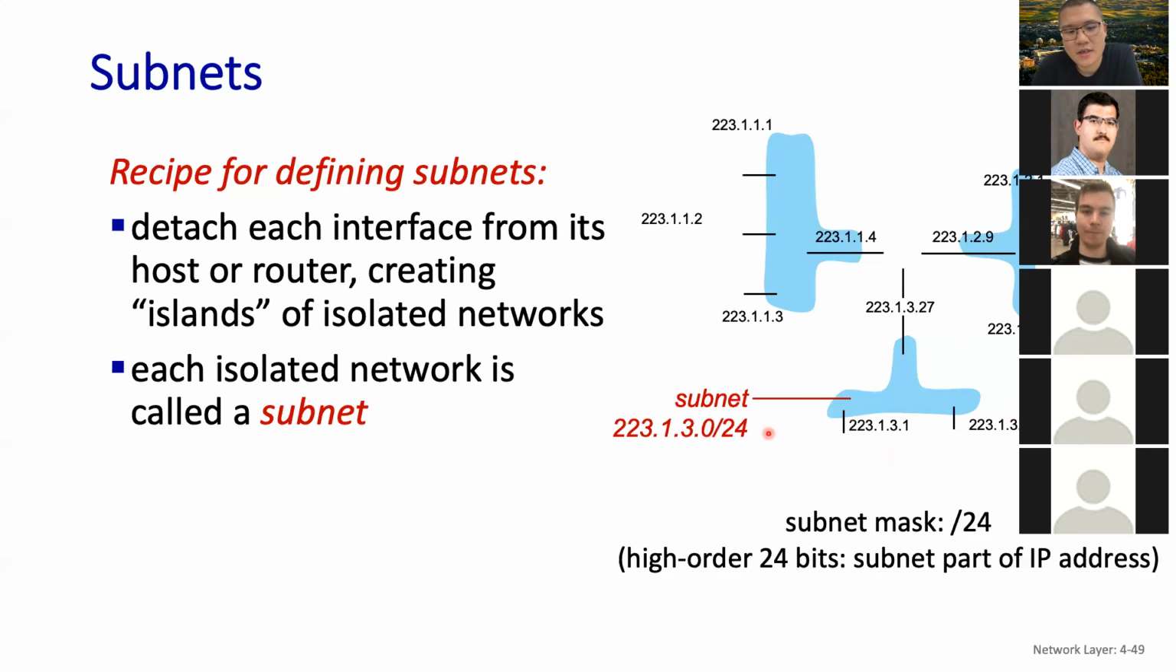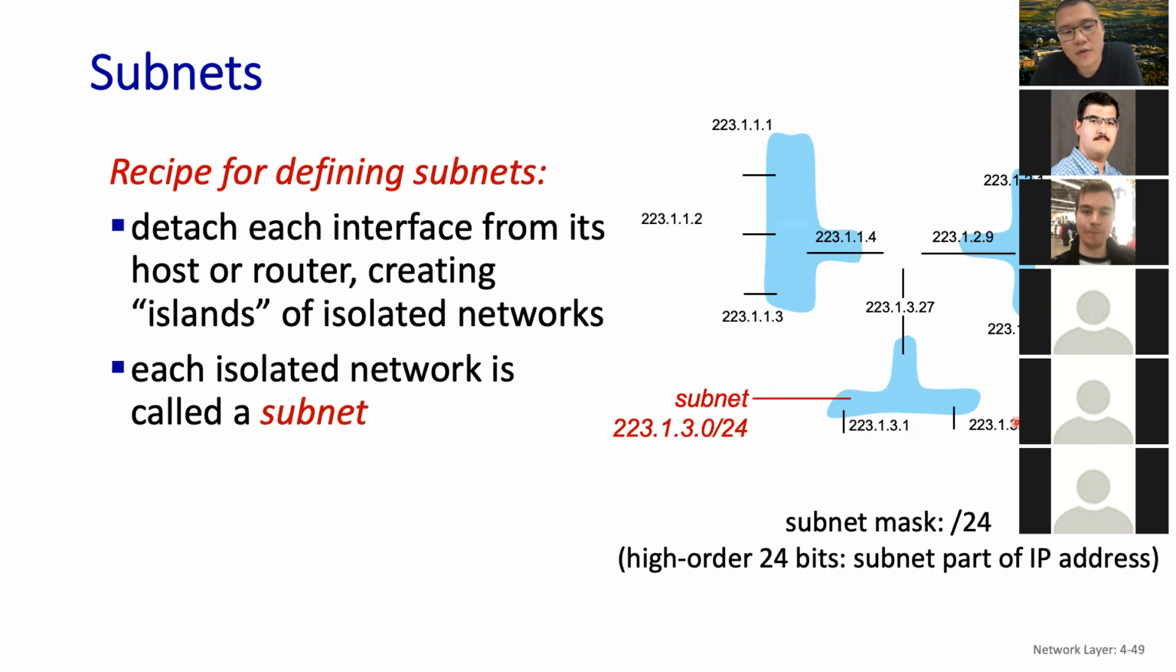Is that clear? So we introduce a concept called a subnet mask. Now you are using this notation: 223.1.3.0/24. This means that in this 32-bit IP address, the first 24 bits would be the same. In this case, 223.1.3 are the same. You only change the last 8 bits. In this case, you can see we only change the last 8 bits, 1, 2.